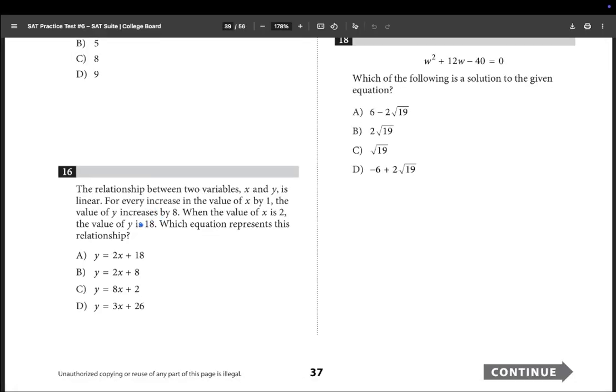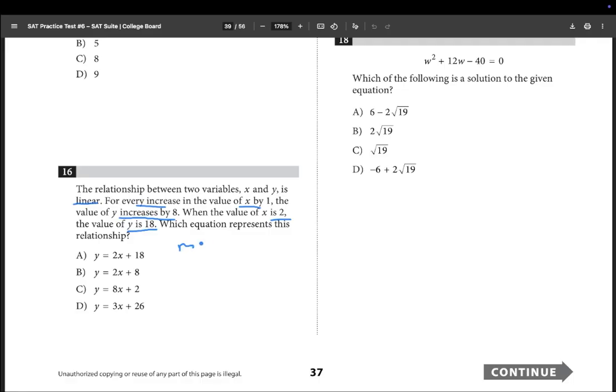Alright guys, so here we're in question number 16, which I accidentally skipped. It says the relationship between two variables x and y is linear. For every increase in the value of x by 1, the value of y increases by 8. When the value of x is 2, the value of y is 18. Which equation represents this relationship? So it says for every increase in the value of x by 1, the value of y increases by 8.